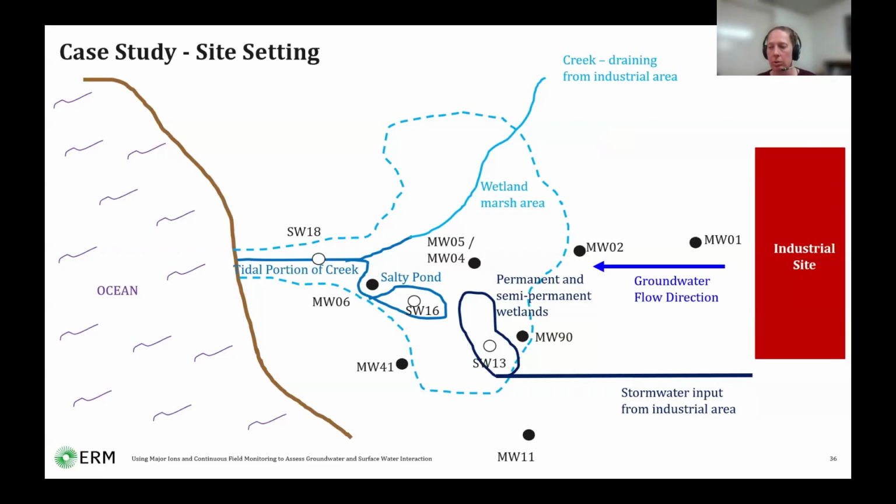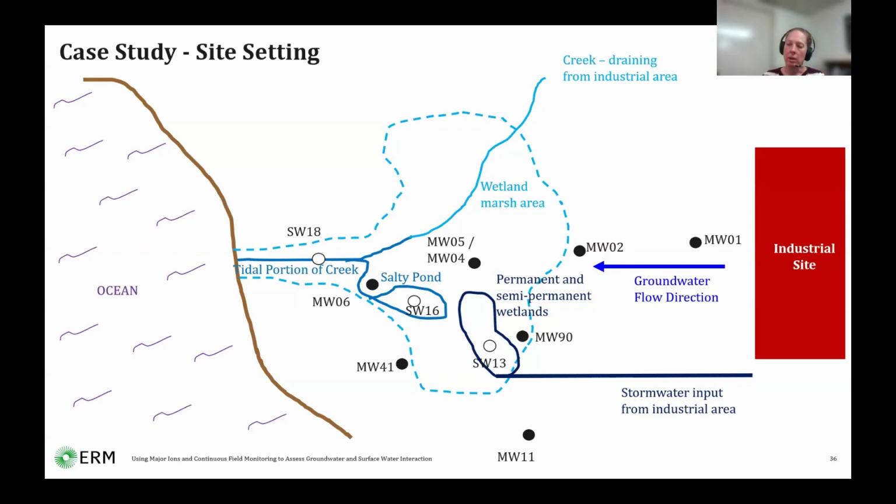We're looking at an industrial site, which is the red box on the right, with groundwater flowing down gradient to the west, and contamination impacts in groundwater at the two bores closest to the industrial site, MW01 and 02. There are also a number of bores installed down gradient in this wetland marsh area where access was possible. It was pretty boggy, and that included a nested set of bores, which we focus on, being MW05, which is shallower, and MW04, which is a bit deeper.